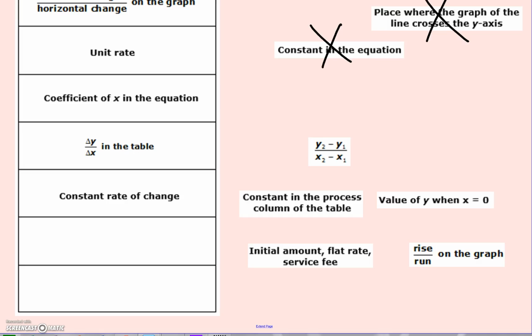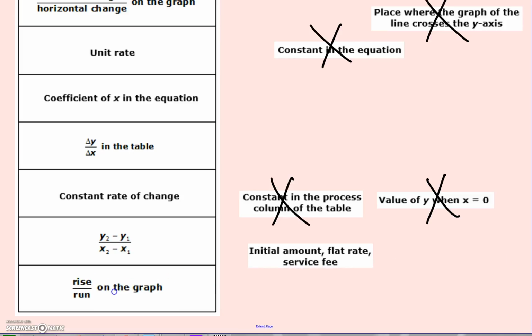You are writing these words on that foldable. Constant in the process, we already said constant was not valid. Change in y over change in x, we know is the rate of change. Value of y when x equals 0, we know that that is not true. The rise or the run. And then it says the initial amount, flat rate, or service fee. No. So make sure you hit pause and copy all those words.